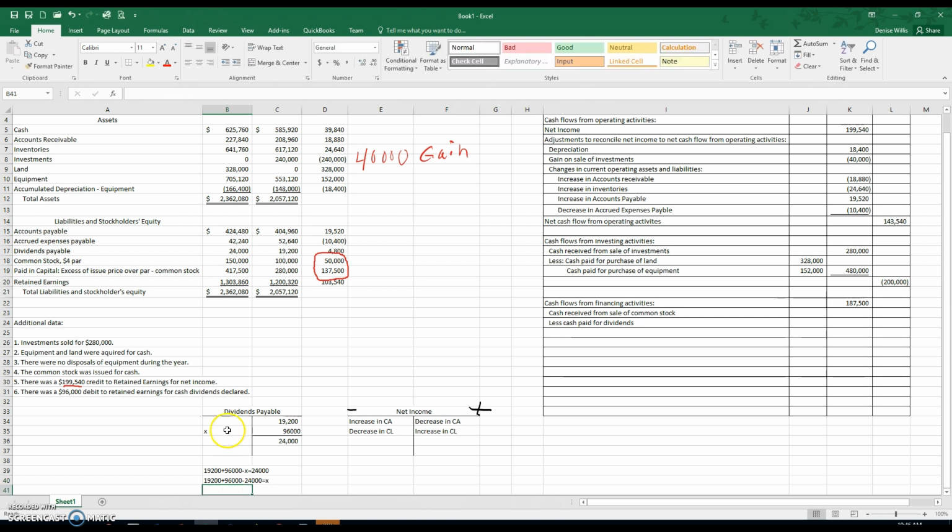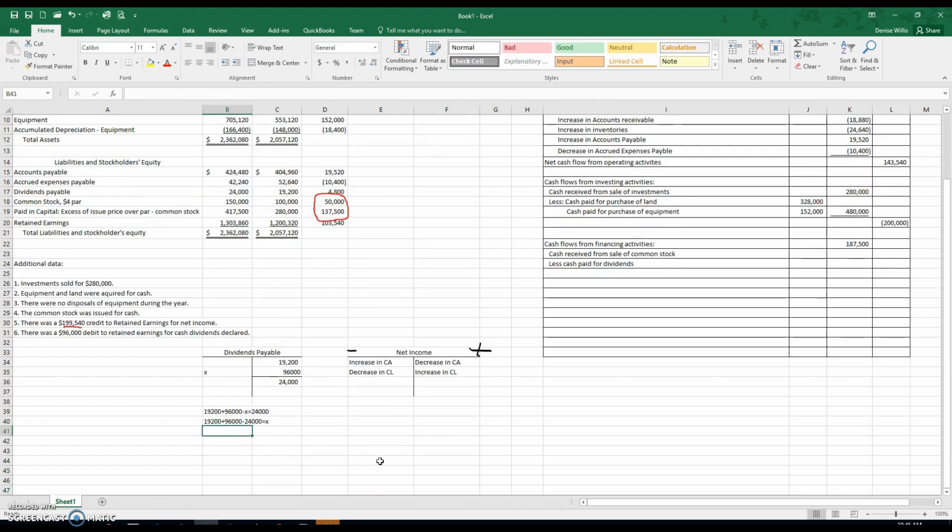That equals x. Okay, so let's just do the calculation here with Excel. This equals 19,200 plus 96,000 is 115,200, minus 24,000, 91.2. Okay, that is the actual amount of dividends that were paid. And when we say x, that x is 91,200.